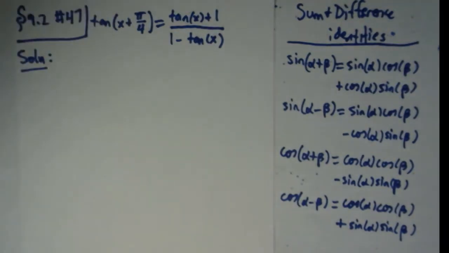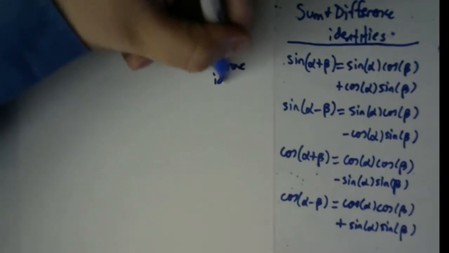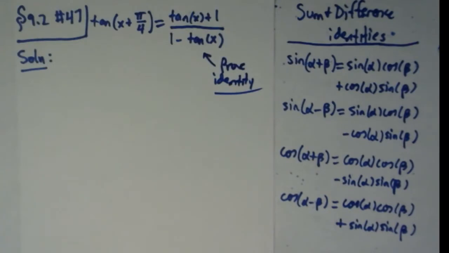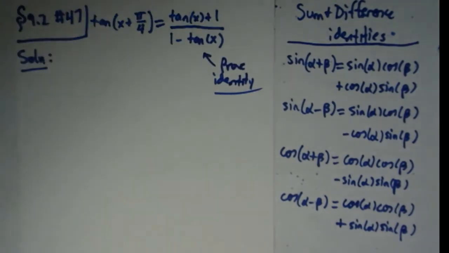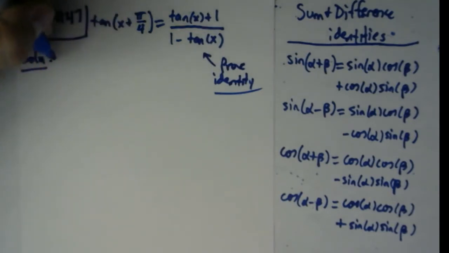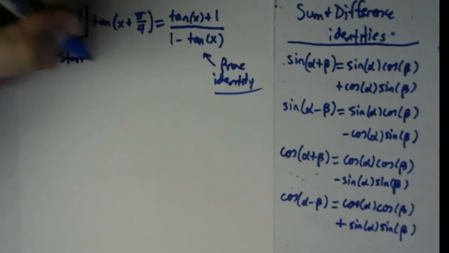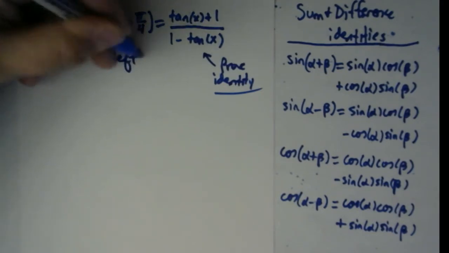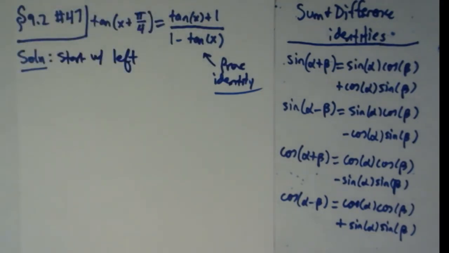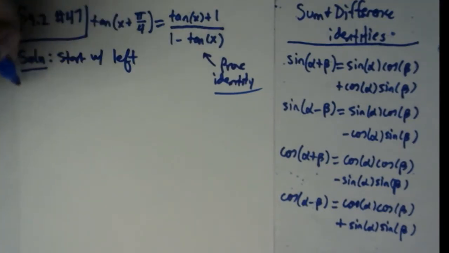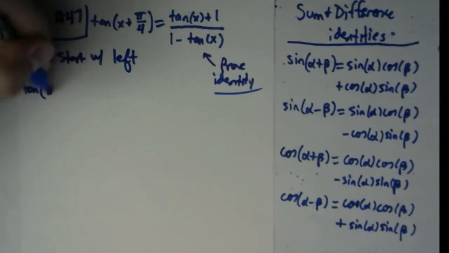So the problem is to prove the identity. Okay, so I'm telling you it's an identity. I'm not going to be asking you problems where I'm asking, is this an identity or not? I'm just asking you to prove them. So really I should call it a proof, but okay. I'm going to start with the left, and remember with identities you start with one side and then you do properties to arrive at the other. So this is tangent of x plus pi over 4.